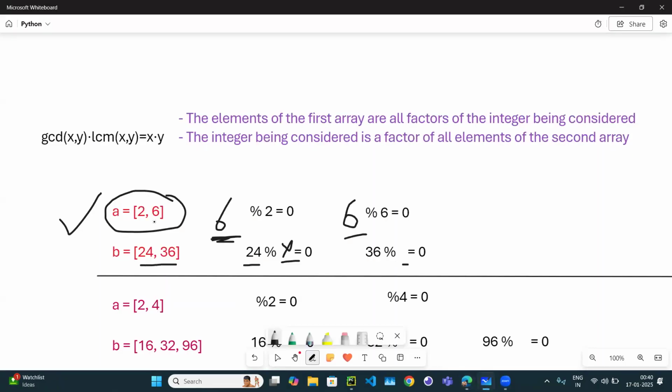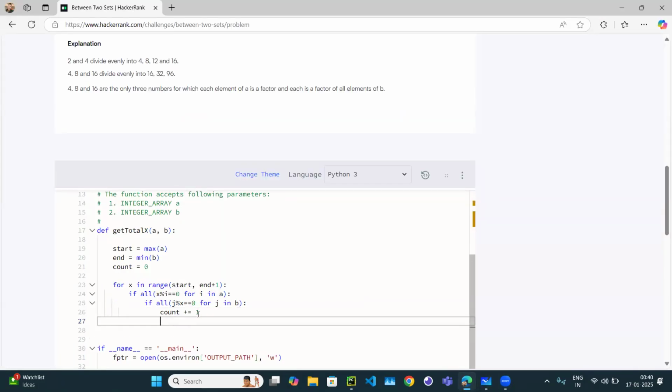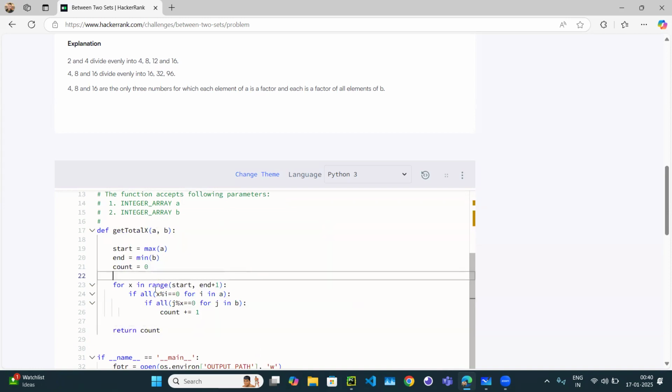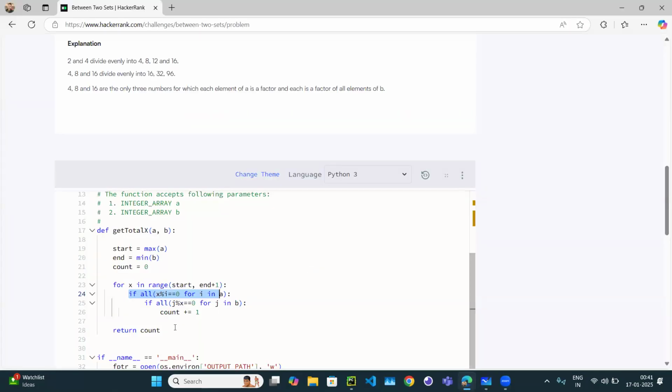As an example, let's start with 6. If all the elements are divided, then we will increment the count, right? And we will return the count. So 6 will be done. Then in the loop, the next element will be 7. 7 is going to fail the if condition, so it will not even go further. Then it will check 8, then 9, 10, 11, 12. 12 will pass here, then it will check here as well, 24 by 12, 36 by 12, then 13, 14, 15.